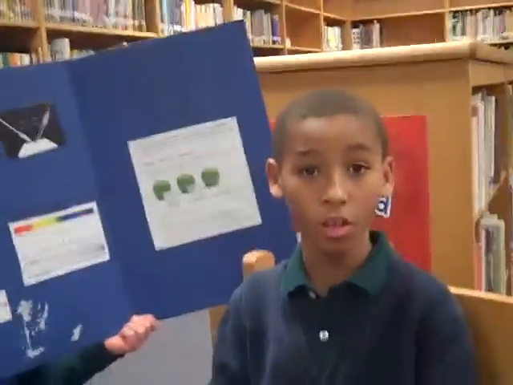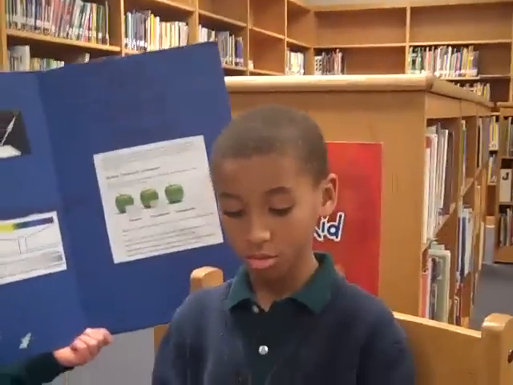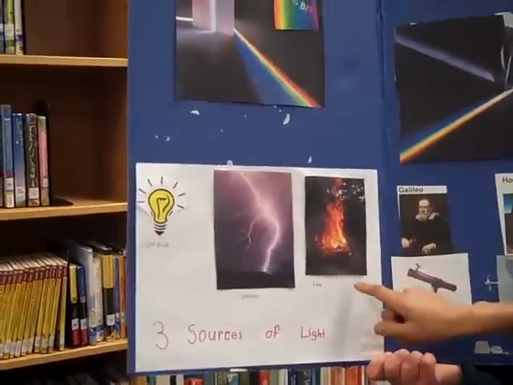Very interesting. What does luminous mean? Luminous means full of light. What are some sources of light? Three sources of light are the light bulb, lightning, and fire.